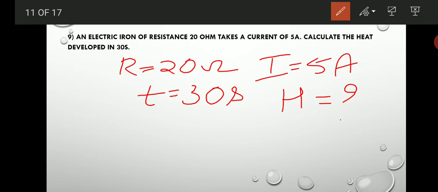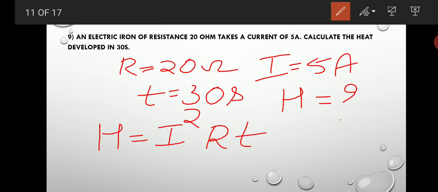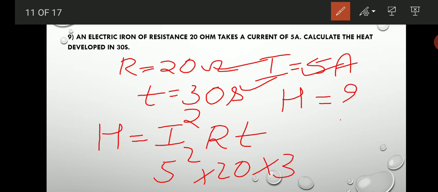So in this case, what is the formula? Direct formula. H is equal to I square R into T. Substitute all these values. Here it is the square of 5, 5 square into 20, and time is 30 seconds. When you multiply all these, you will get 15,000 joule.